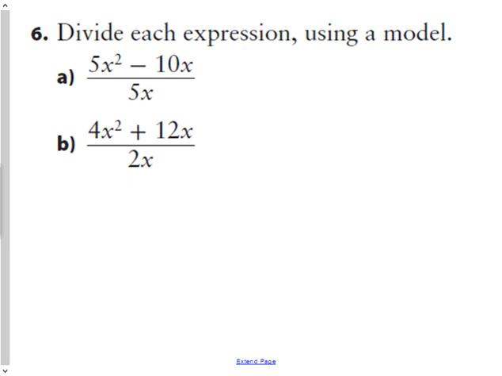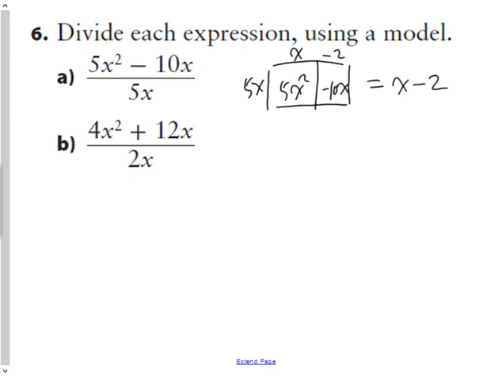Divide each expression using a model. For these ones, I'm going to use the area model. I just like it better. It's easier to do. So this is going to be a 5x squared and a minus 10x. And the width is 5x. 5x times what is 5x squared? The answer is x. 5x times what is negative 10x? The answer is negative 2. So therefore, the answer is x minus 2.